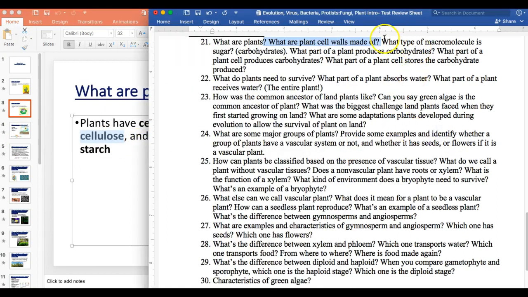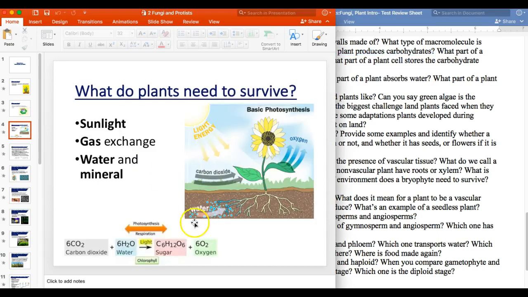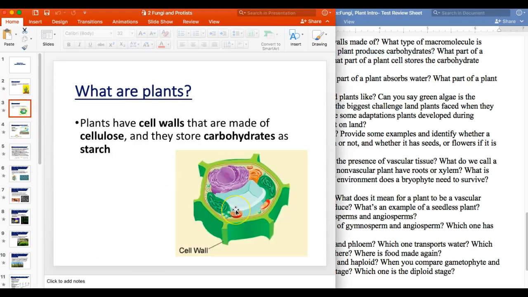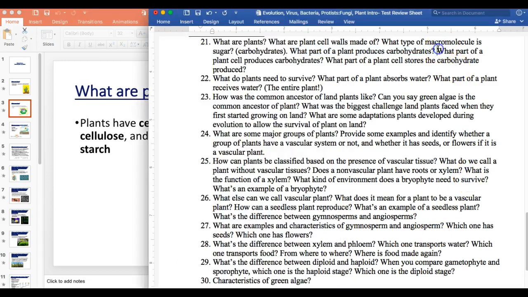The next one, what type of macromolecule is sugar? It is carbohydrates. What part of a plant produces carbohydrate? It will be the leaf of a plant. What part of a plant cell produces carbohydrate? That will be the chloroplast. What part of a plant cell stores the carbohydrate produced? That will be the vacuole.